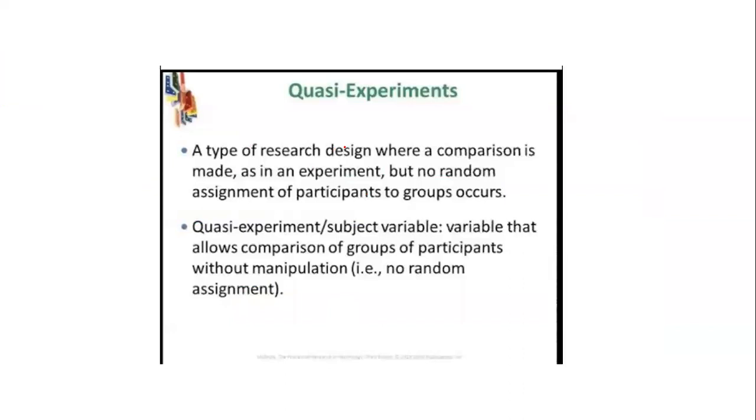Now, quasi-experiments are nothing but a type of research design where a comparison is made, but no random assignment of participants to groups occurs. It means the variables allow comparison of groups of participants without manipulation. There is no random assignment. It does not take into consideration anything which is random.